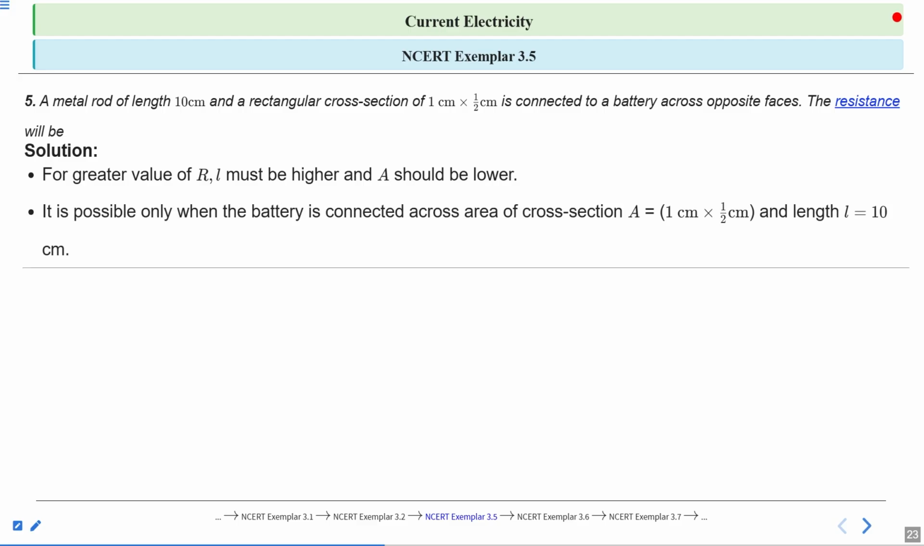So it is possible when the battery is connected across area of cross section A equal to 1 centimeter into half centimeter and length equal to 10 centimeter. It is possible in the first option, where there is the least area and maximum length.